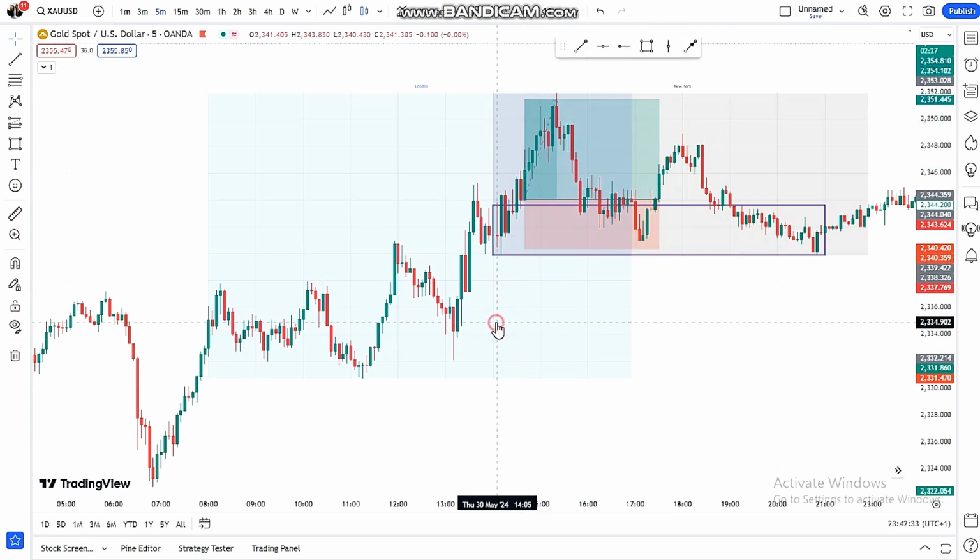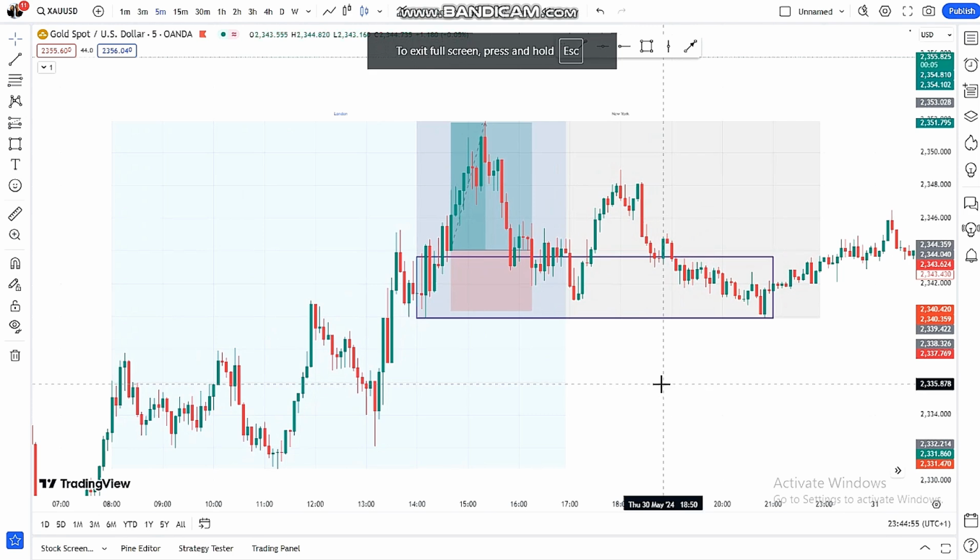So guys, just backtest it anyway. Backtest. It's a very sure way.